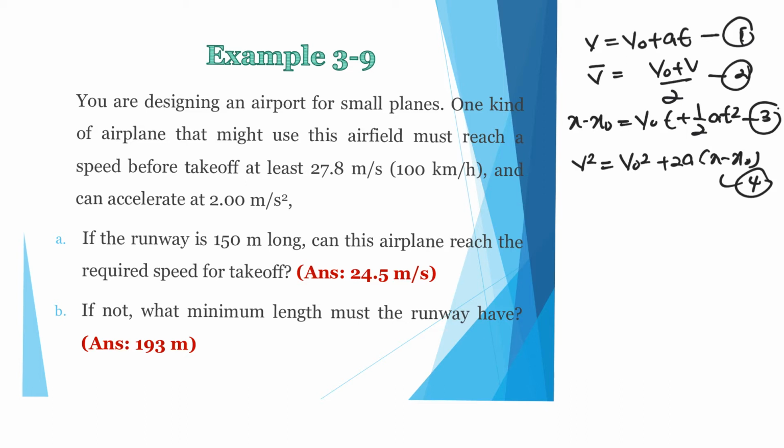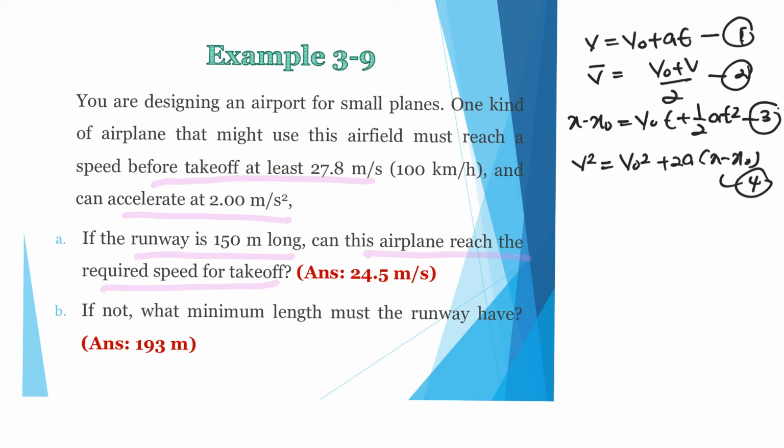You are designing an airport for small planes. One kind of airplane that might use this airfield must reach a speed before takeoff of at least 27.8 meters per second, and can accelerate at 2 meters per second square. Please take note, the formulas can only be used for constant acceleration. If the runway is 150 meters long, can this airplane reach the required speed for takeoff?